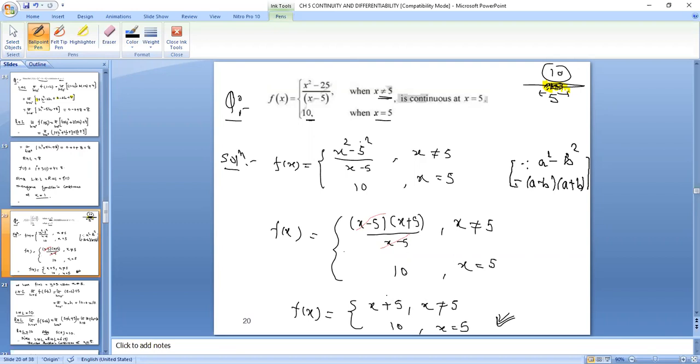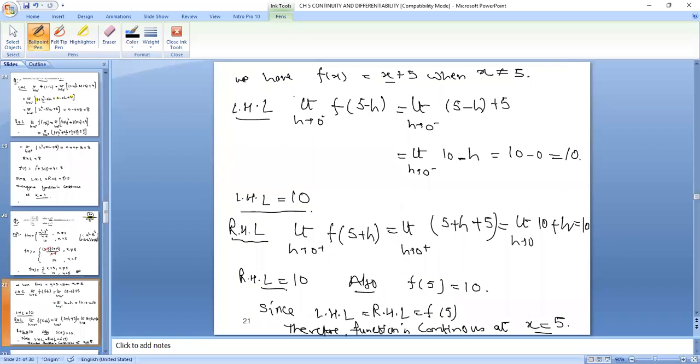The value of the function is x plus 5 when x is not equal to 5, and the value of the function is 10 when x is equal to 5. So for our convenience, we have written the function: f of x is equal to x plus 5 when x is not equal to 5. x is not equal to 5, but at the nearby points, we will consider f of x is equal to x plus 5. For that, we are taking the left hand limit.